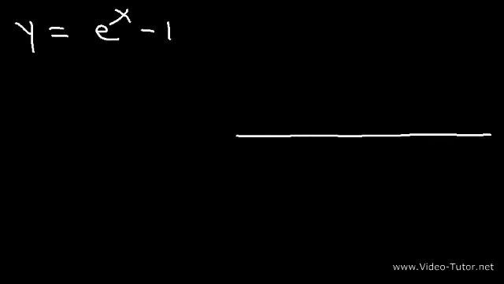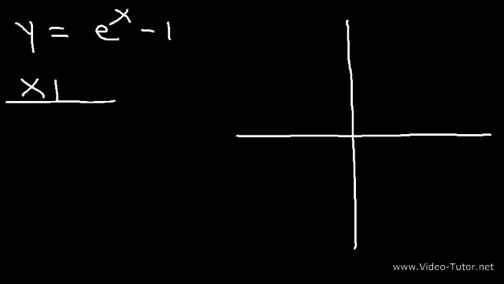Let's try this one. Let's say y is equal to e to the x minus 1. Now even if you have the base e, the rules are still the same. E is just a number. E is about 2.718, but let's use 2.7 just to keep things simple.